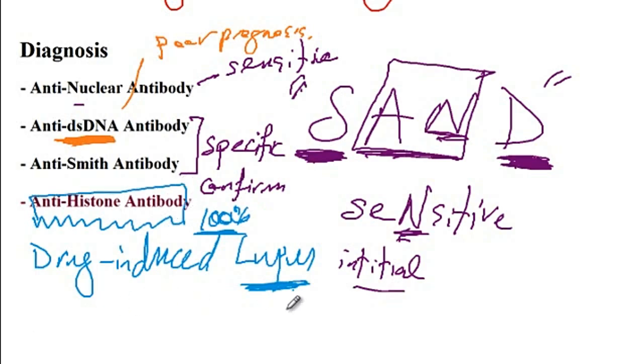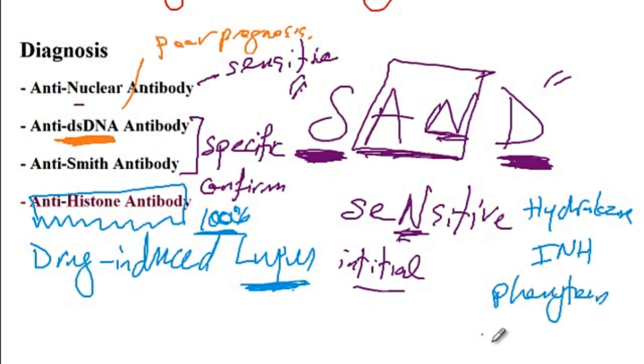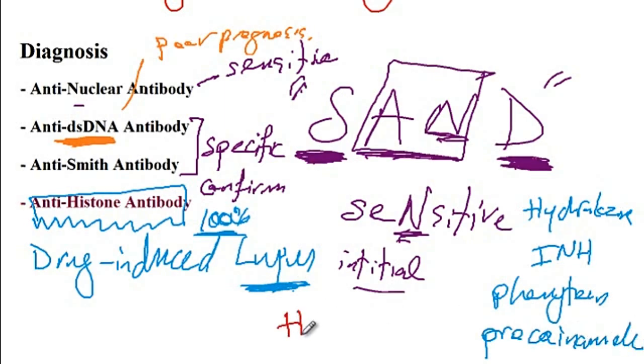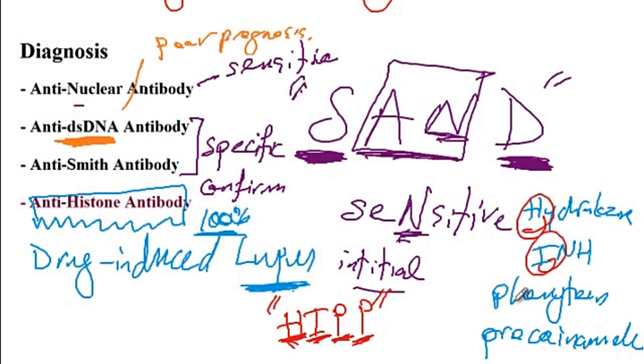Common drugs that can cause development of lupus include hydralazine, isoniazid, phenytoin, as well as procainamide. So the memory aid that I have for you for drug-induced lupus is HIP, and HIP stands for hydralazine, isoniazid, phenytoin, and procainamide. And then you can remember that in HIP, H goes for the anti-histone antibody.